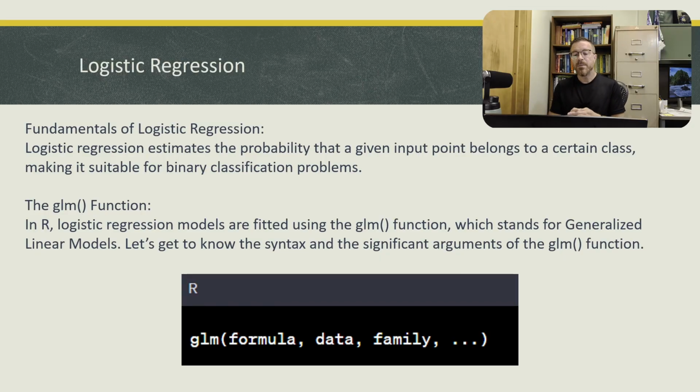It estimates the probability that a given input point belongs to a certain class, making it suitable for a binary classification problem. We're going to use the glm function, for Generalized Linear Model. Our syntax will be that we'll use glm, and then we'll have our formula, which follows the same exact rules and functions of our linear models lesson. Our data that we're going to be using, and then family.